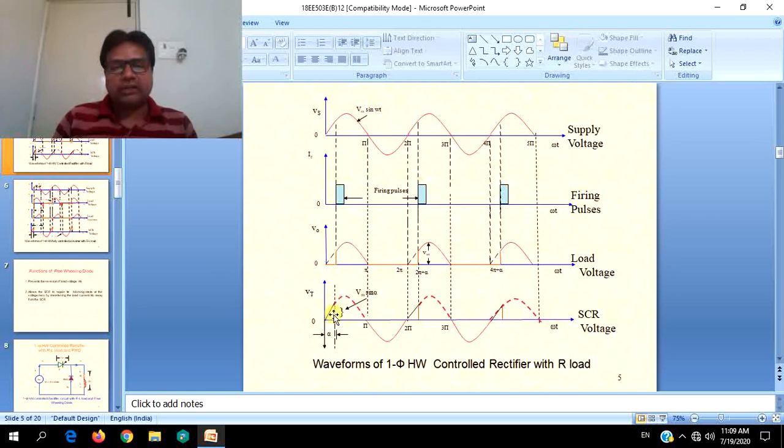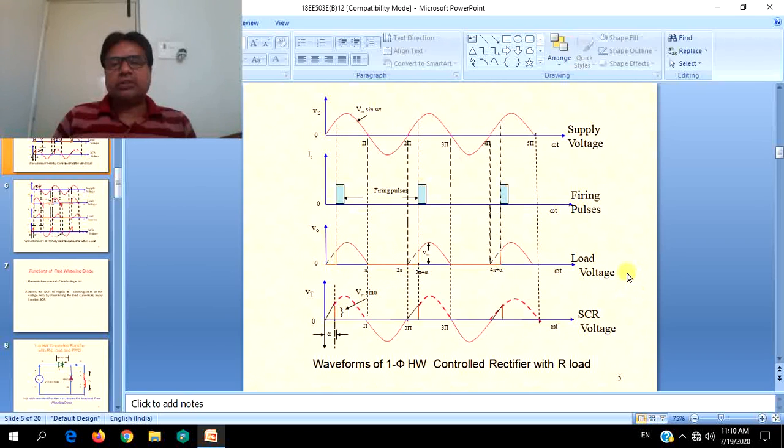So the SCR voltage will increase as a sinusoid from 0 to alpha, according to the sinusoidal curve. Then from alpha to pi, it will be 0. Then from pi to 2 pi, total negative voltage will appear across it, as it has to block the reverse voltage. The load voltage will be there from alpha to pi, and between pi to 2 pi again, as the SCR is blocking the total reverse voltage, the load voltage will be 0. So the load voltage waveform will be like this.